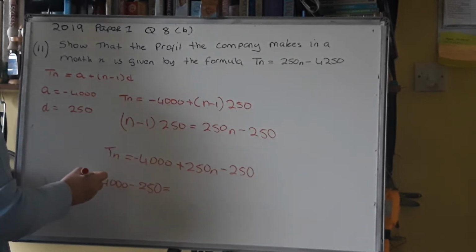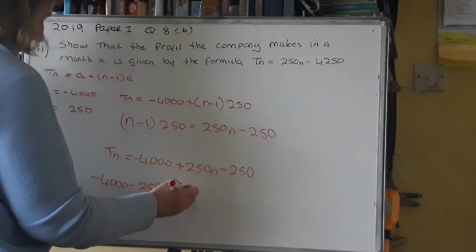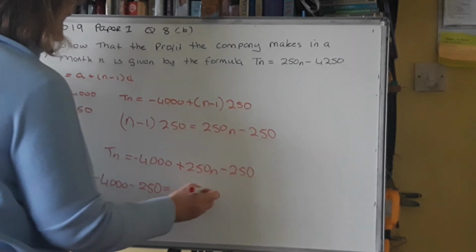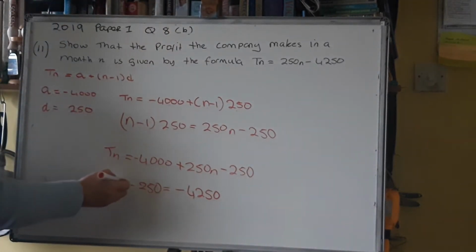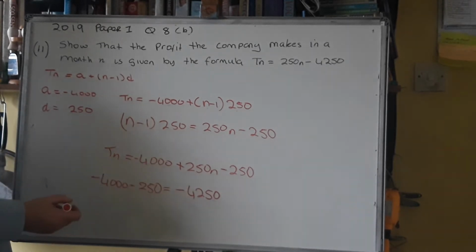Oh, it's minus, that's where I'm going wrong. So minus 4,000 minus 250 gives you minus 4,250 because they are both minus. Okay, so when the signs are the same, you basically add the two numbers and keep whatever the sign is. So minus 4,000 minus 250 gives you minus 4,250. But your calculator, if you're not sure, will do that.